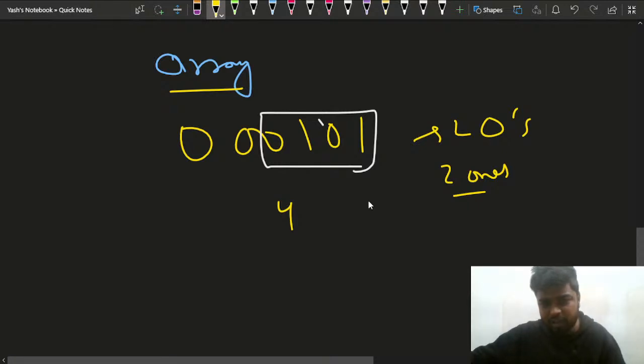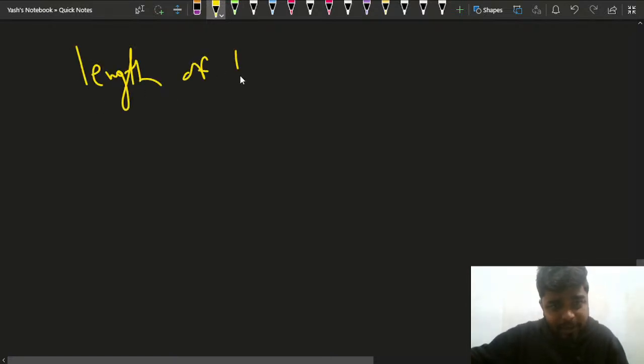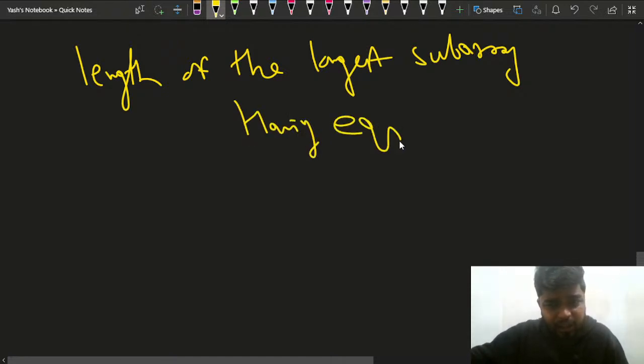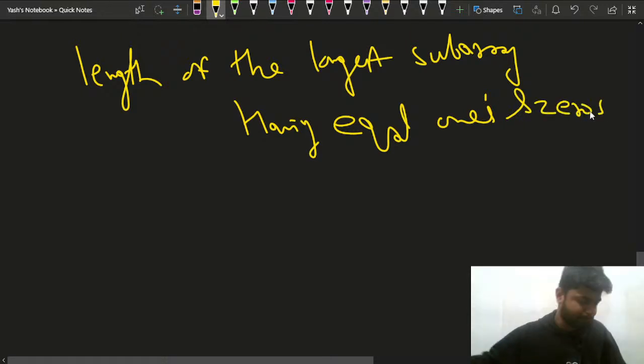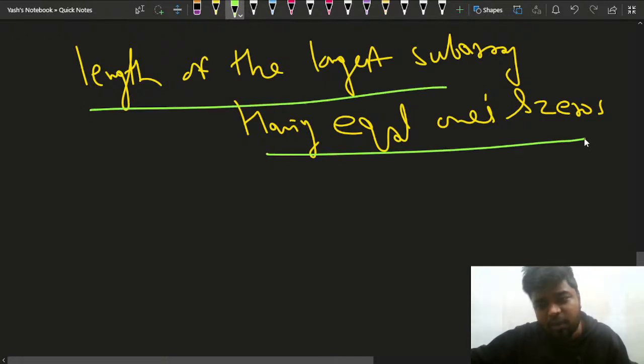So now moving on to this question. Since I have to find the length, what do I have to find? I have to find the length of the longest subarray having equal number of ones and zeros, right? This is what I have to find. Is the question clear? I have to find the length of the longest subarray having equal number of zeros and ones.